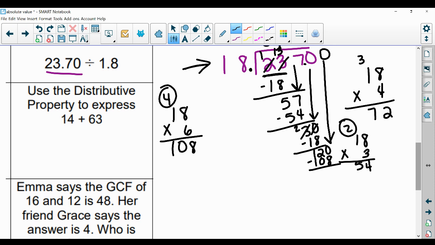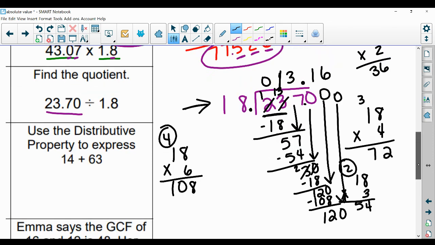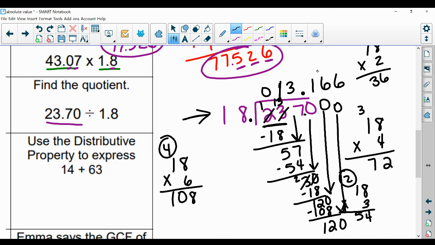So when I subtract, 120 minus 108 is going to give me 12. So I'm going to add a 0 and I'm back at 120. So I notice a pattern that it's going to start repeating. So that means that 6 is going to repeat over and over again. So that means I can be done. So my answer is going to be 13.1 with the 6 repeating. The 1's not going to repeat, but the 6 will repeat.